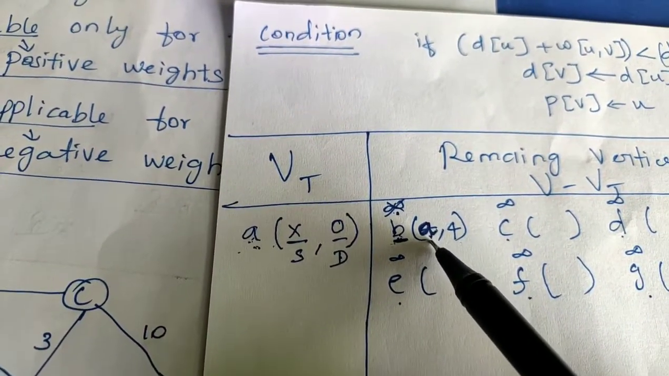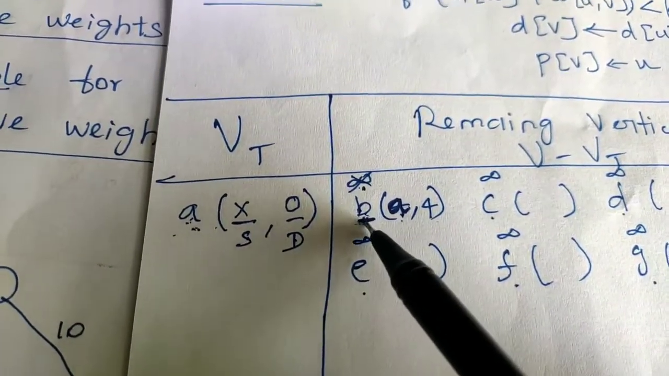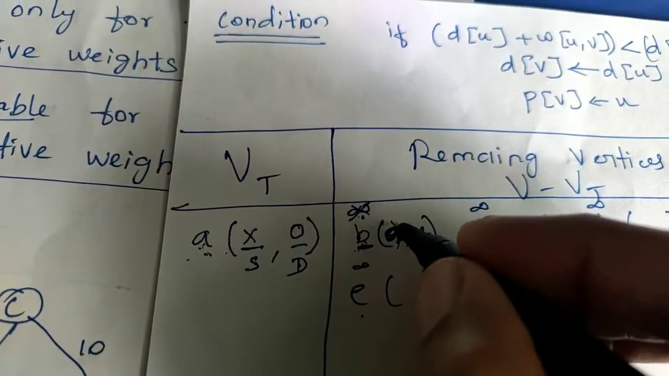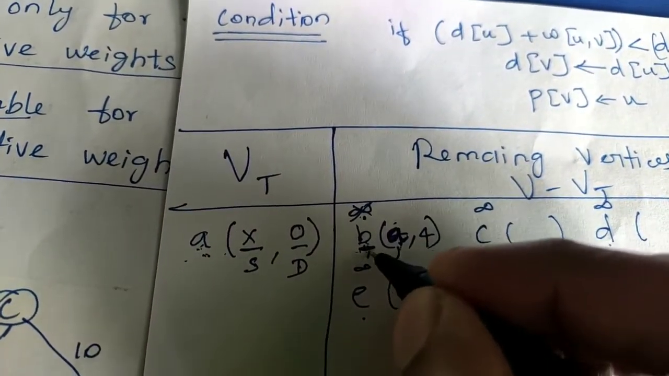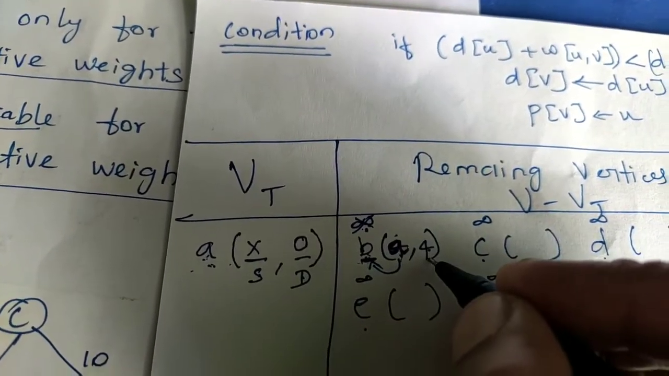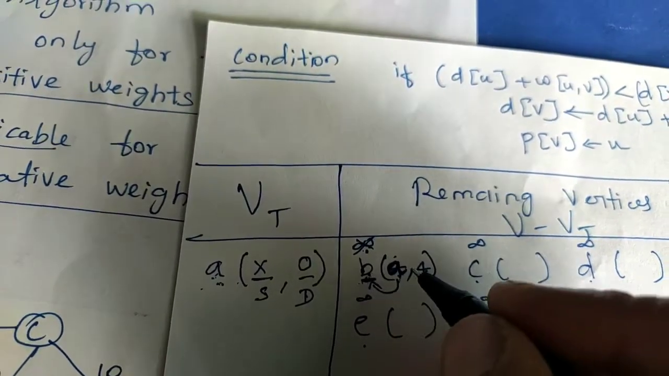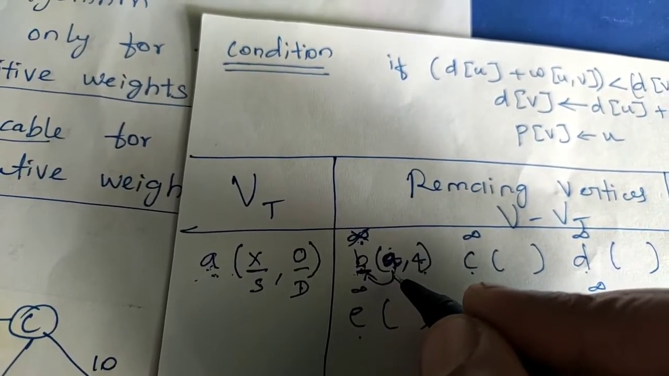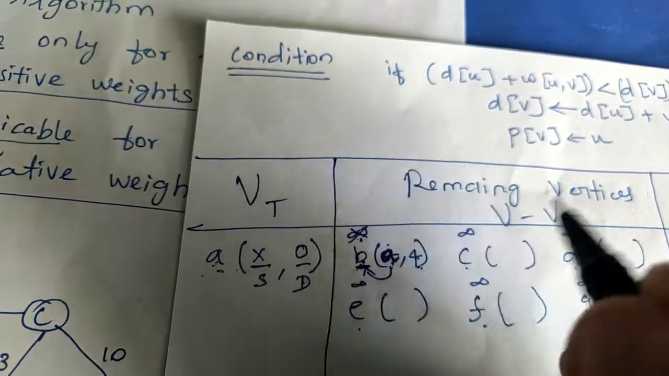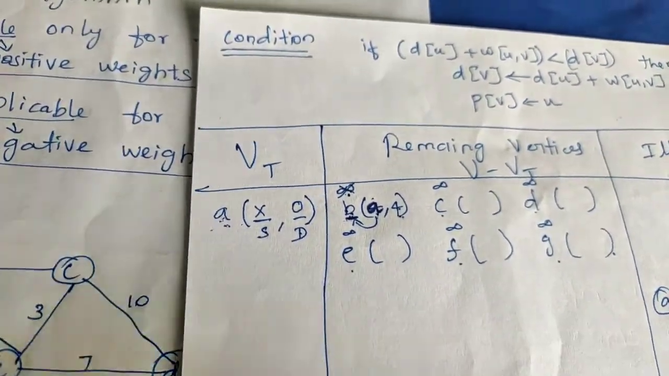Now the first parameter is the source from where you have visited the vertex B. From A only I have visited. What is the edge value I have from A to B? 4. 4 is less than infinity, so I have updated. Suppose if the edge A to B value is not less than infinity, it means I will not change anything. I will keep the previous distance as it is.